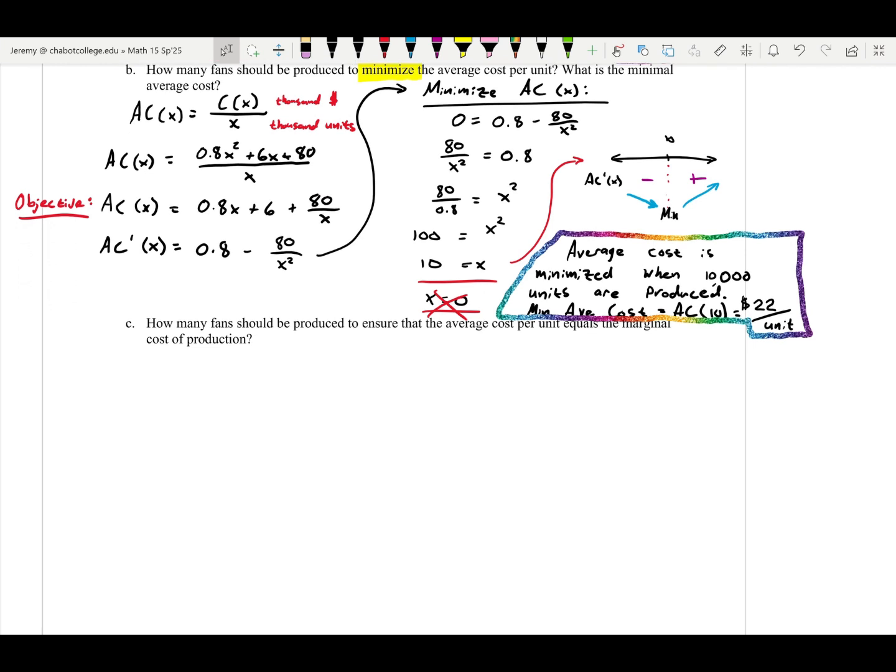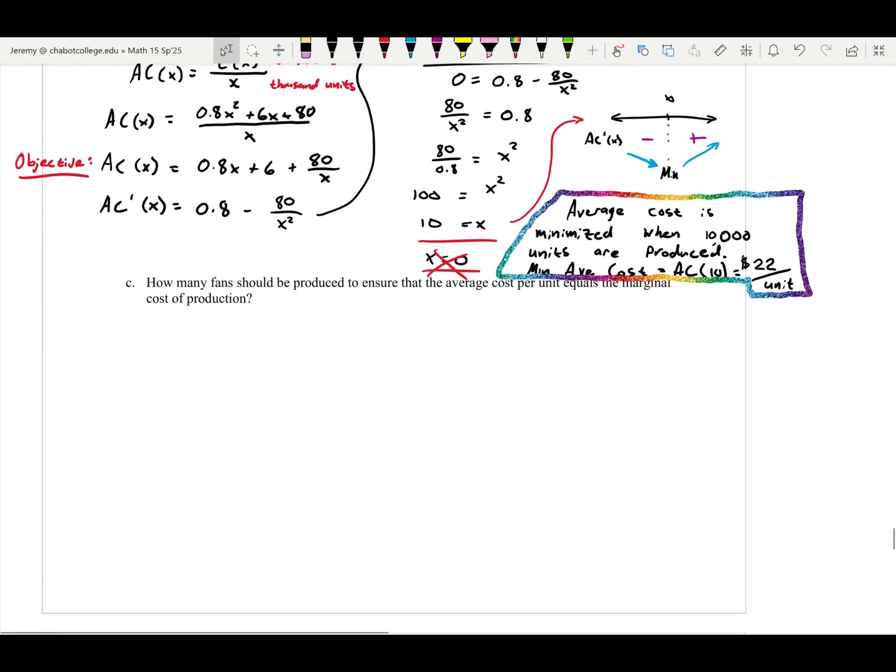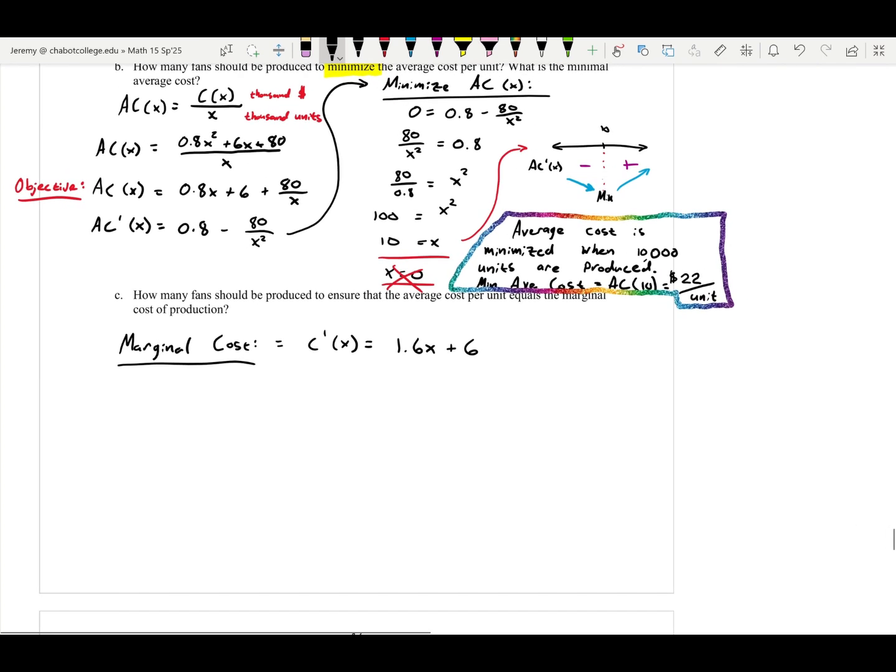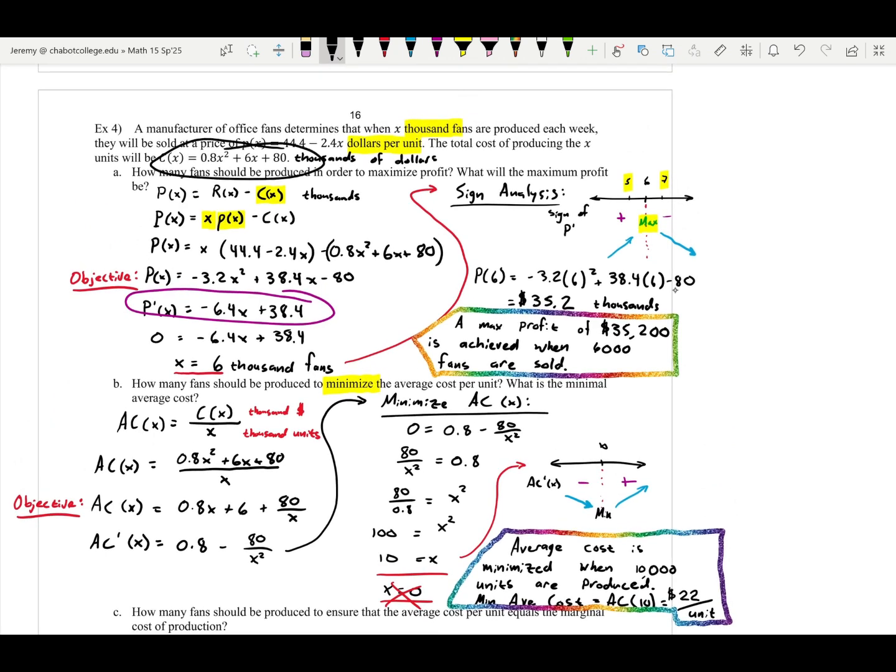Part C, last part. How many fans should be produced to ensure that the average cost per unit equals the marginal cost of production? So remember, the marginal cost is just equal to the derivative of the cost function, so c prime of x, which is, take this derivative, I get 1.6x plus 6. That just coming from the derivative of our cost function up here.